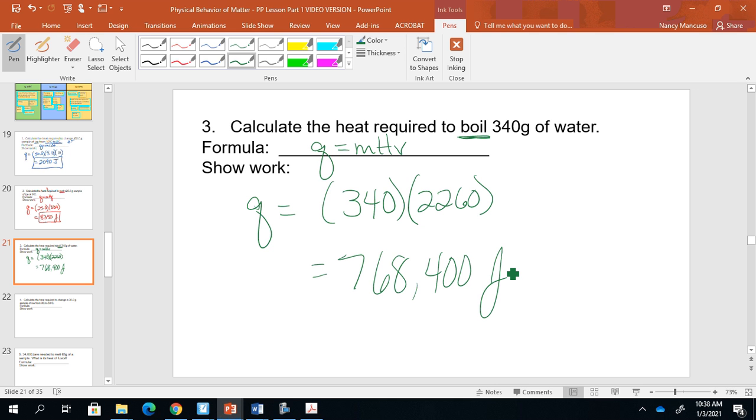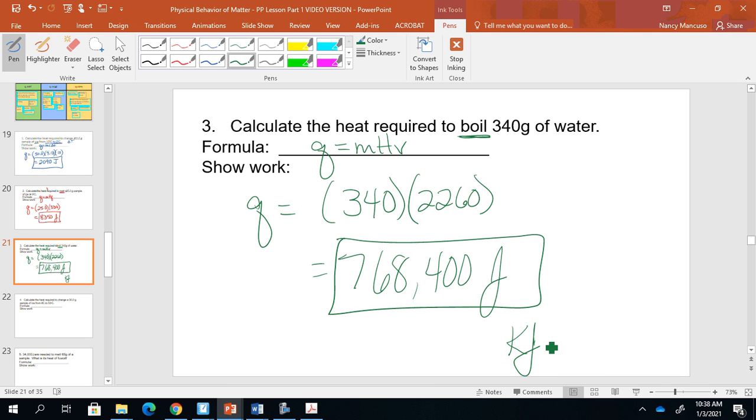So 340 times 2260 equals a big number, 768,400 joules. Now I'm going to show you one more thing with this one, just in case. This is my answer, but in case I wanted to do it in kilojoules, when you have a really big number, you could change it into kilojoules. To change from joules to kilojoules, I move 3 decimal places over to the left. So it would be 768.4 kilojoules. Again, you can keep your answer in joules. I just wanted to show you that it also could be changed into kilojoules.